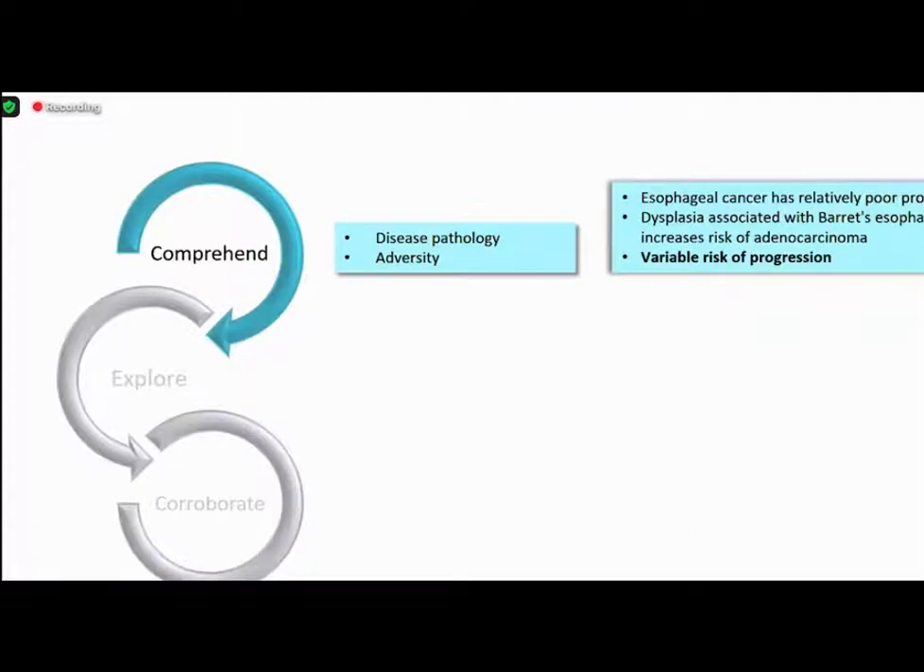So far, what we have learned is that esophageal cancer is a disease with a relatively poor prognosis, with extremely low 5-year survival rates. Barrett's esophagus is a precursor lesion for esophageal adenocarcinoma, and in fact having dysplasia in that Barrett's esophagus further increases the risk of esophageal adenocarcinoma.